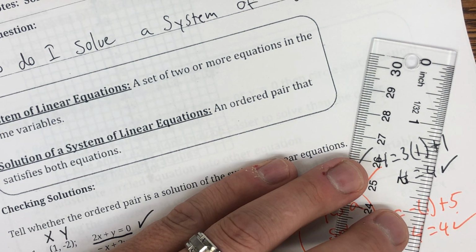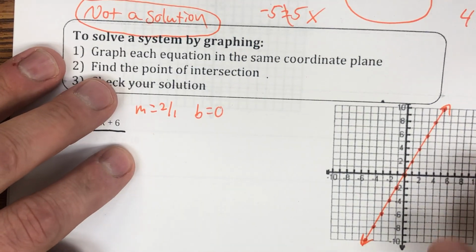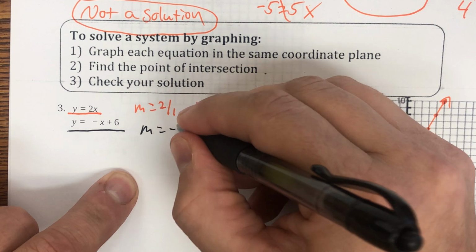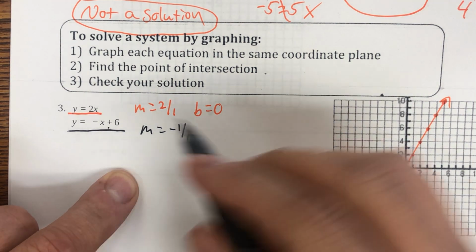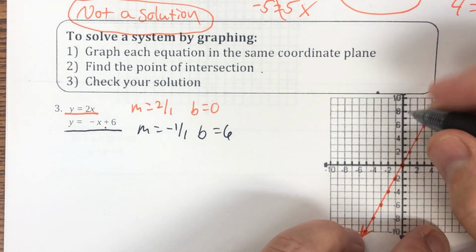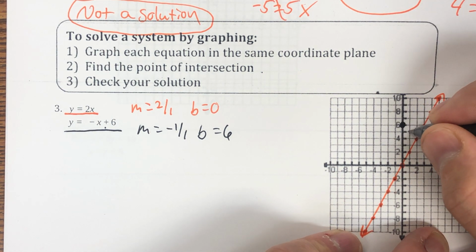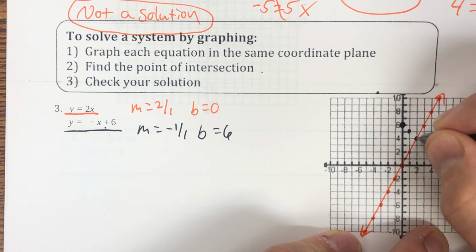And our first line is graphed. So I used my ruler. The next line, m is equal to -1/1, and b is equal to 6. So plot the y-intercept first, up 6. And now my slope is negative, so I go down 1, right 1. Down 1, right 1. There's my intersection.